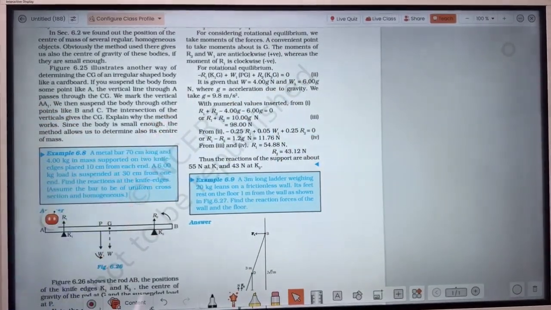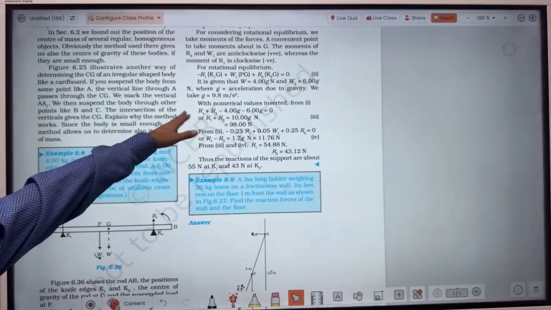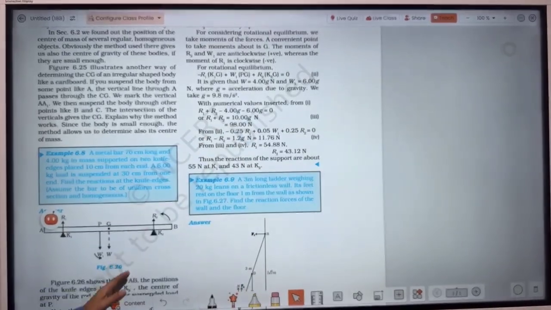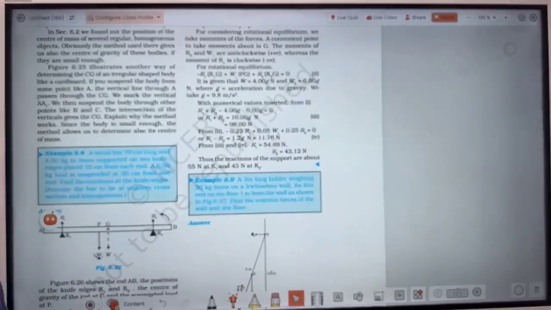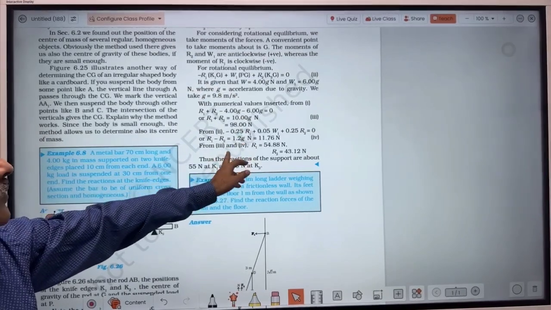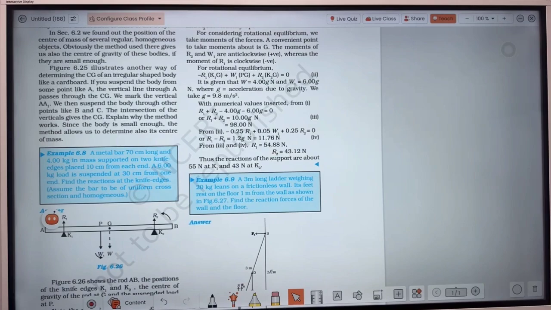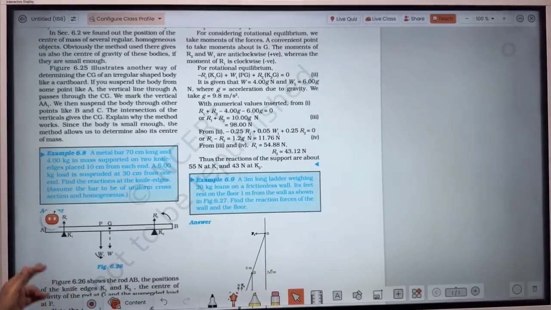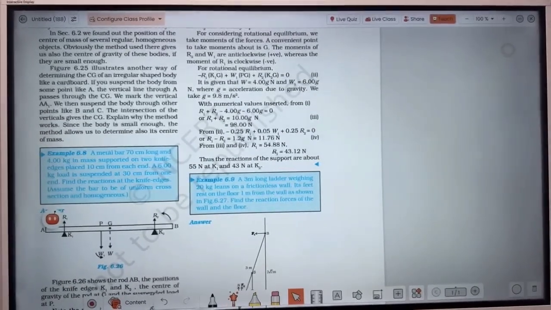And values are given: the weight of the rod, the weight suspended, and small g. After putting these values, we will get one relation, R1 plus R2. R1 is upward, R2 is upward. So R1 plus R2 will be 98 Newton, and then we can put the value in the second equation, and after putting values we will get R2 equal to 43.12 Newton and R1 this much. So this is how we can evaluate. The question is simple, only here we have to take into account the rotational equilibrium.